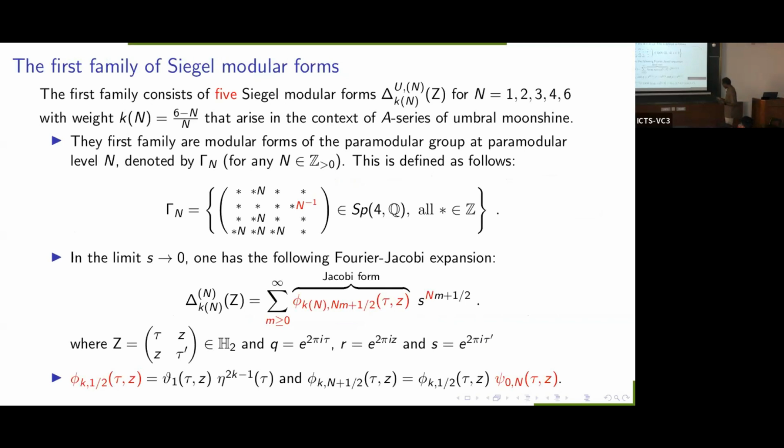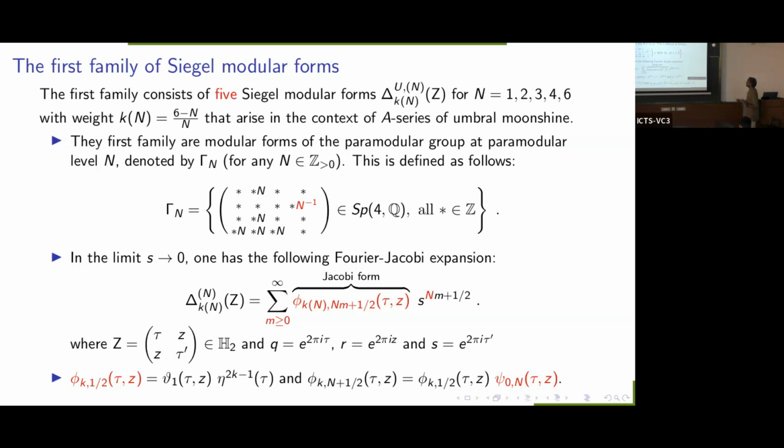Okay. So what I'm going to discuss is, we'll discuss 2 families of Siegel modular forms, and I'll give you the context a little later. So the first family consists of 5 Siegel modular forms. There is a lot of details out here. So delta is the same delta which I mentioned, but it's K. So there's a series with n equal to 1, 2, 3, 4, and 6, no 5. And this is related to umbral moonshine, the so-called A series of umbral moonshine, and the weight is given by some formula.